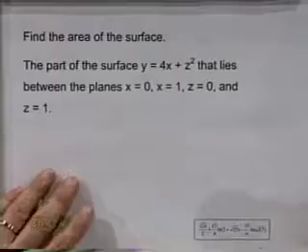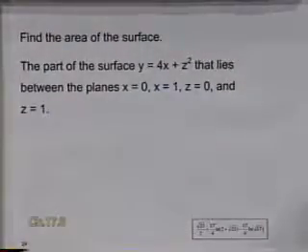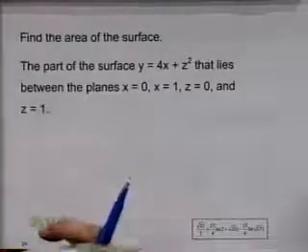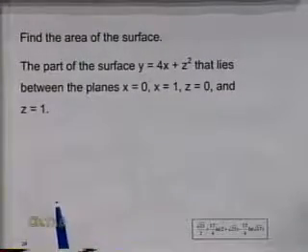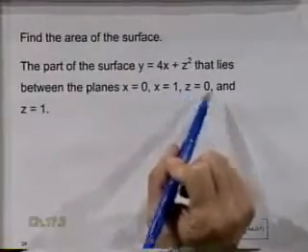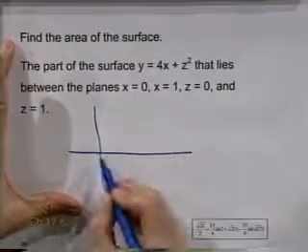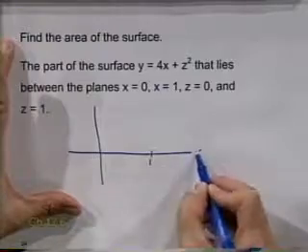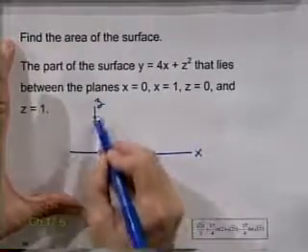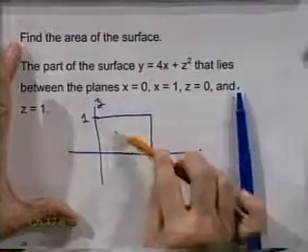Okay, one more. Yeah, this is the last one. I wanted to mention this one because the integration in this one is not so nice, so I just want to talk about it for just a minute. Find the area of the surface y equals 4x plus z squared that lies between the planes x equals 0, x equals 1, z equals 0, and z equals 1. Well, the region that you're integrating over is from x equals 0 to x equals 1, and z equals 0 to z equals 1. So you're integrating over this square.